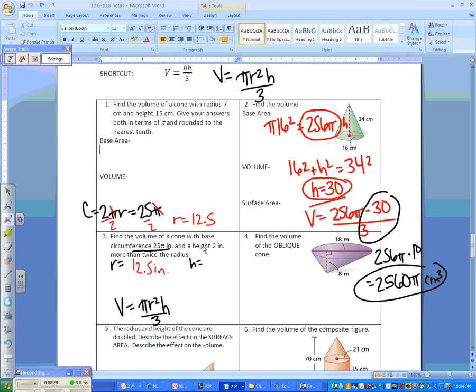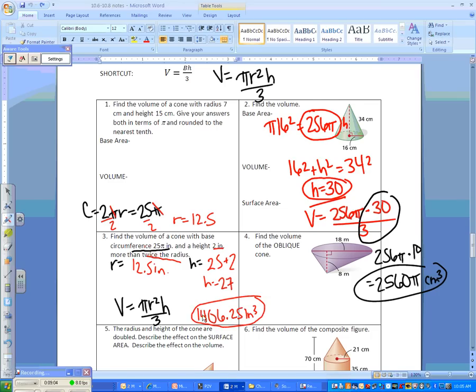Okay, the height now is 2 inches more than twice the radius. So 2 times the radius, 12.5 times 2, is going to be 25. And then it's 2 inches more than that. So the height is going to be 27. Now that we know what our radius is and what our height is, we can plug it into this formula. And I get that the answer is 1,406.25 cubic inches. Correct me if I'm wrong, though.